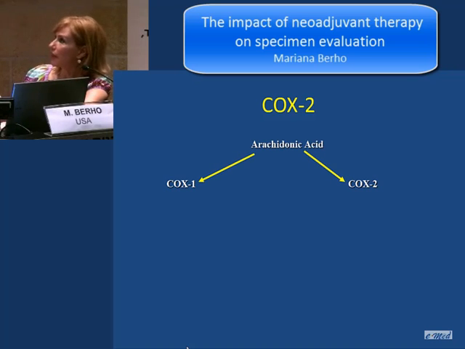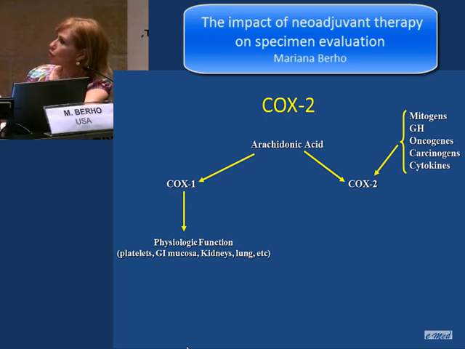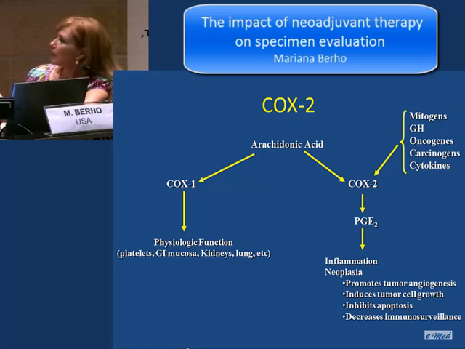COX-2 is part of the arachidonic acid metabolism. Remember, COX-1 is present in all the cells, while COX-2 is only induced by certain factors such as oncogenes, carcinogens, etc. COX-2, as you remember, acts in the prostaglandin metabolism, and particularly COX-2, through prostaglandin E2, promotes angiogenesis, tumor growth, inhibits apoptosis, and also decreases the level of immune surveillance. So that's why we also decided to use this marker.